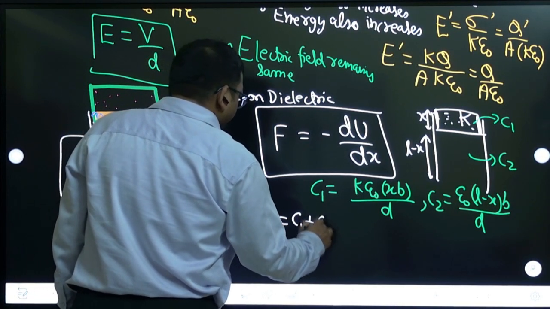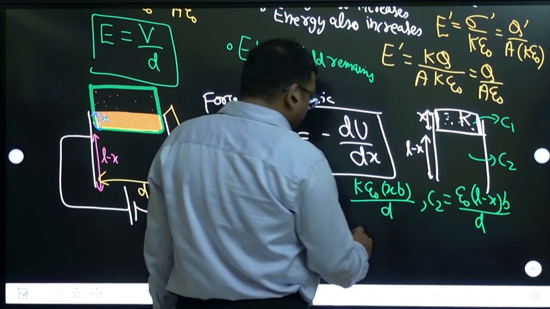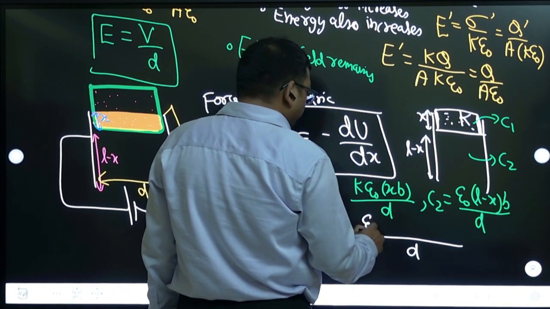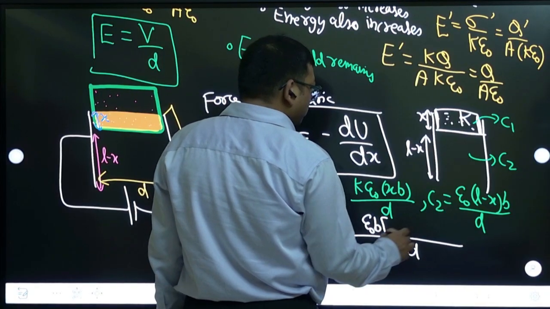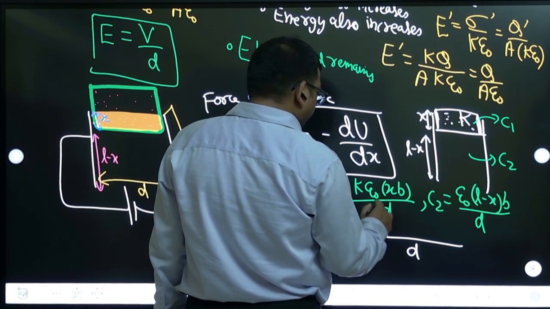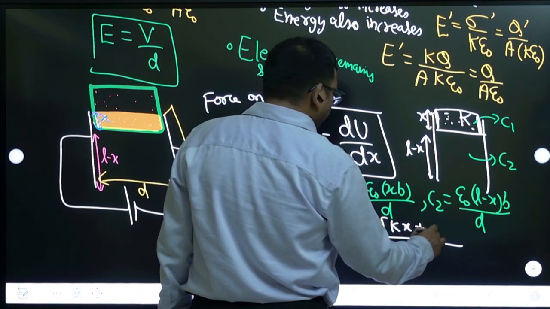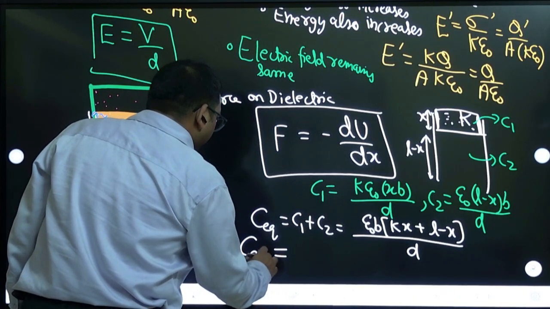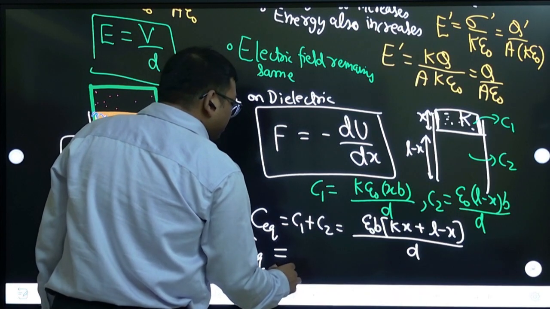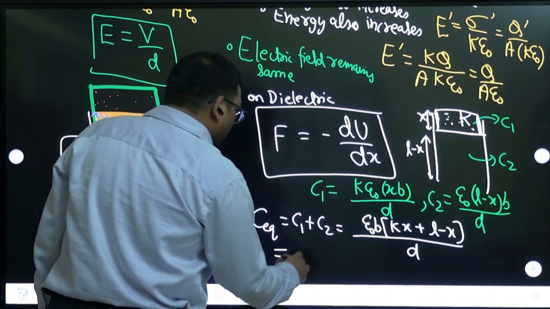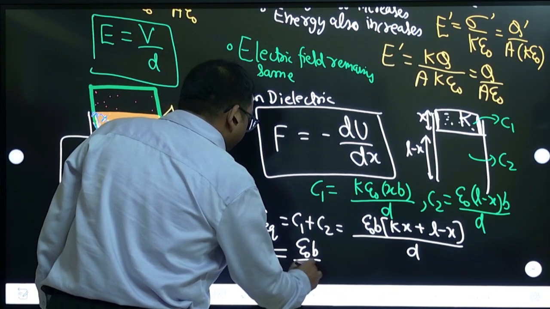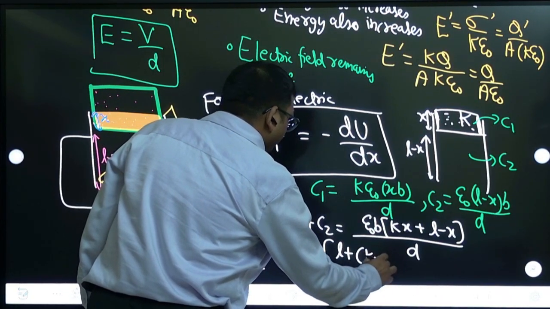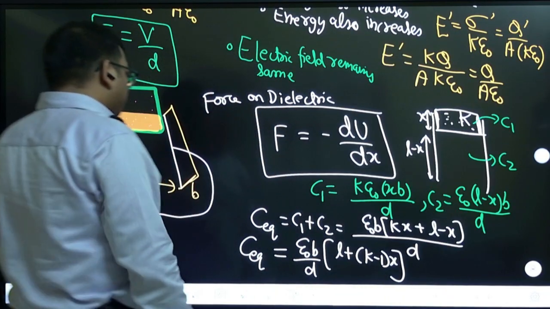Parallel means C1 plus C2. So let us add that, C1 plus C2. D will come common as the base, and epsilon naught B will anyway come out. If you want, you can take this. So epsilon naught B has come out: K into X plus L minus X. So arrange it a little bit. C equivalent you will get, as X terms you can bring common, epsilon naught B by D times L plus K minus 1 times X. Okay, this is what C equivalent is.